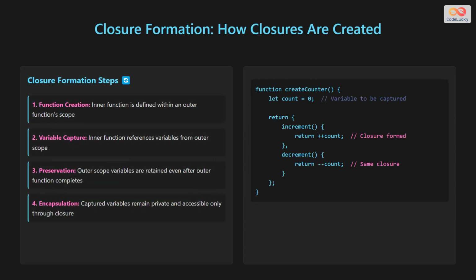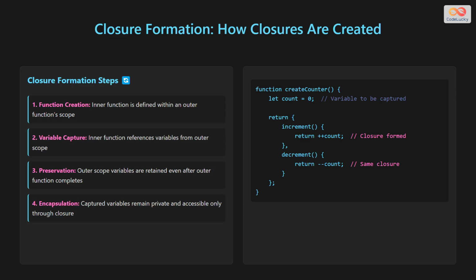Closures are created through a specific sequence of steps. First, an inner function is defined within the scope of an outer function. Second, the inner function references variables declared in the outer scope. Third, these outer scope variables are kept alive in memory, even after the outer function has completed its execution. Finally, the captured variables remain private to the closure, and they can only be accessed or modified through the closure itself. Here is an example.